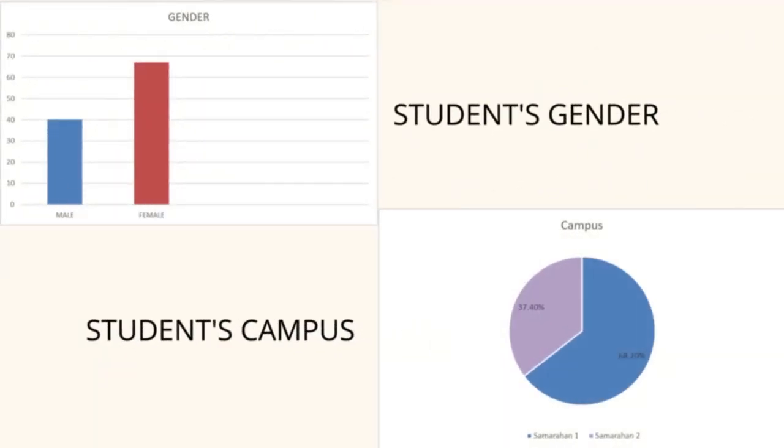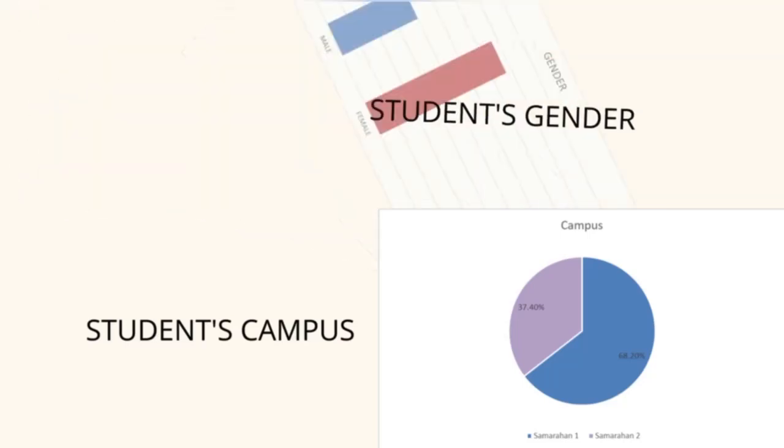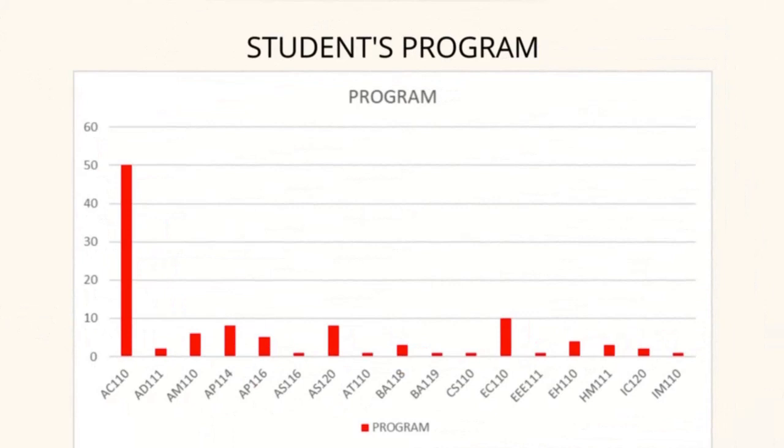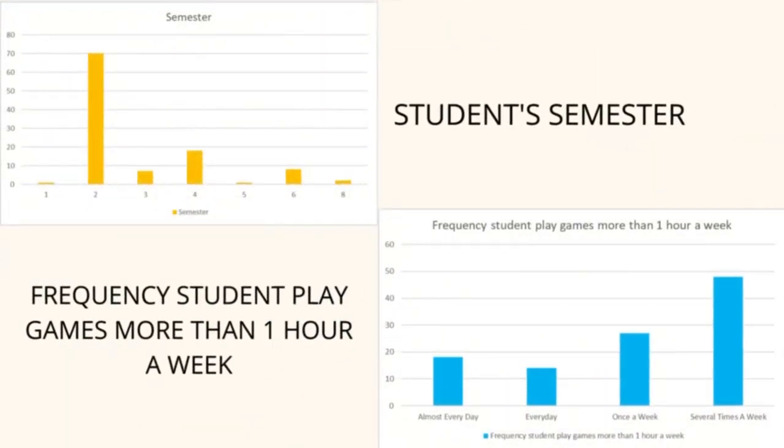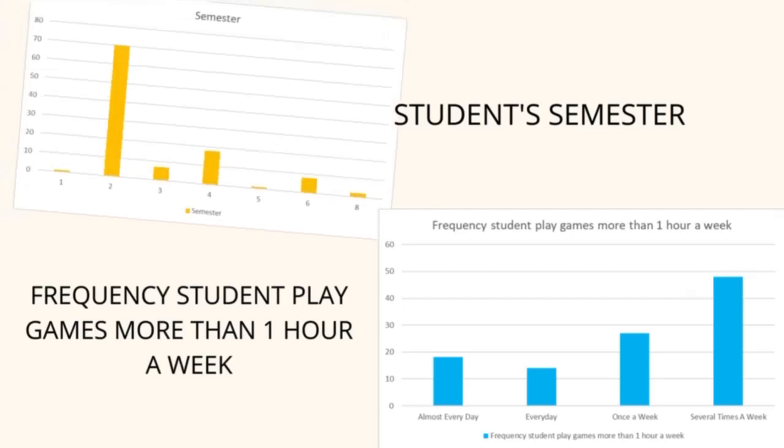This is the histogram of students' gender, pie chart of students' campus, the students' program, which is most of them from Diploma of Accountancy SC110. This is the histogram of student semester and the frequency students play games more than 1 hour a week.